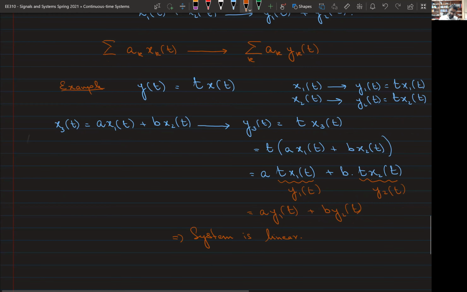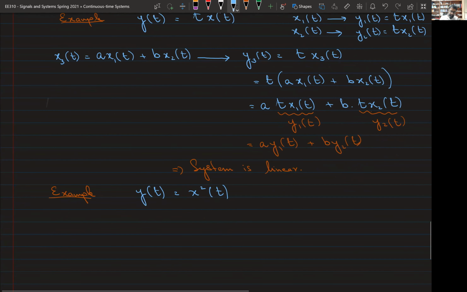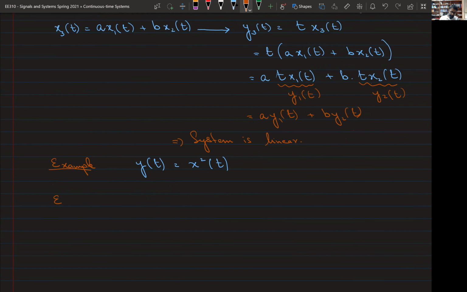All right. On the other hand, if y of t equals x squared of t, I'll let you do this on your own. You can verify that the superposition principle that I've stated above does not hold true, and therefore this system is not linear. Let me discuss one final example. This is y of t equals 2 times x of t plus 3.